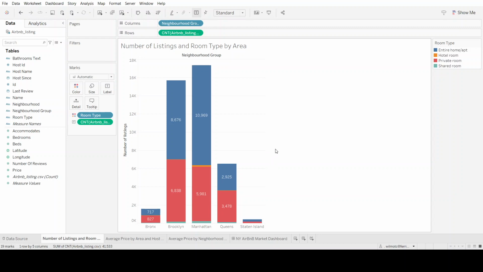So the blue color here represents the entire home/apartment listings. The red color represents the private room listings. And then, as you can see in the legend off to the right, orange is hotel rooms and green is shared rooms. Those two appear to be almost non-existent in the New York City Airbnb market. So the two markets that I really wanted to look at are Brooklyn and Manhattan.